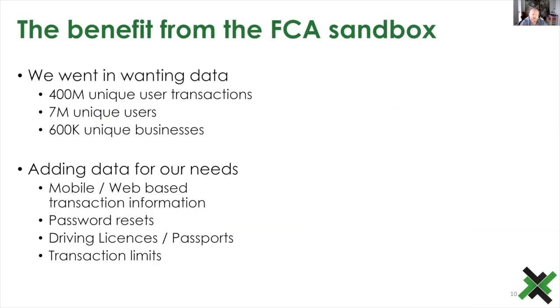As we said, there were 400 million unique user transactions, 7 million unique users, and 600,000 unique businesses that we can start with. We added to that the mobile, the password resets, driving license, transaction limits, lots of extra data. We're giving that data back because, as part of the process, we're creating open data sets. The problem: it's UK-centric. But we've got the tools now to make it other country-centric, so we can build this more and more. And I think that's where the interesting part about Jake's presentation just now comes in. When you start getting to data and people looking at it, it's got to be synthetic data, but it's got to be realistic, and realistic for the market context you have.